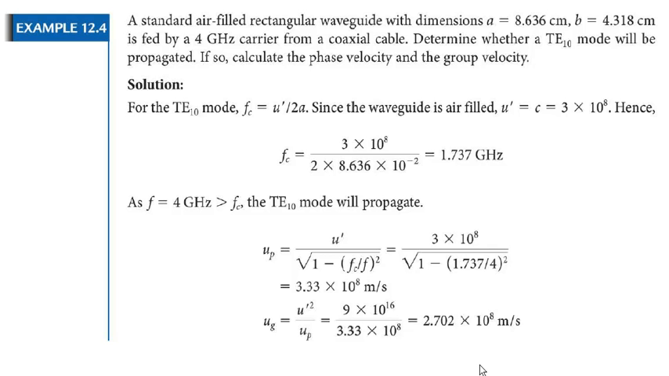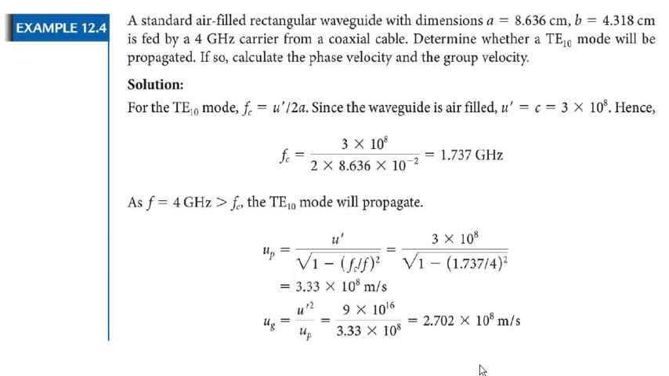Phase velocity is u dash by root of 1 minus (fc by f) whole square. Remember here it is air filled. So this is 3 into 10 raised to 8 by root of 1 minus (1.737 by 4) whole square, that is 3.33 into 10 raised to 8 meter per second. Then we need to find the group velocity.